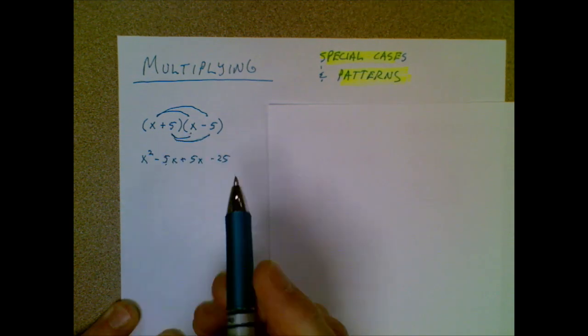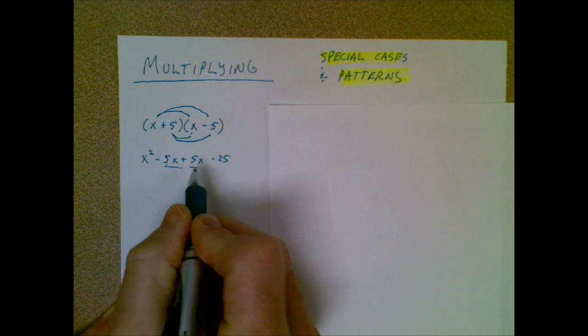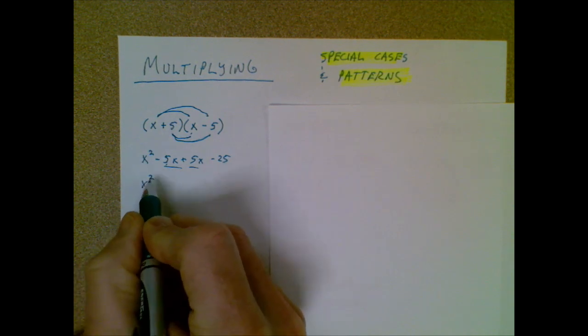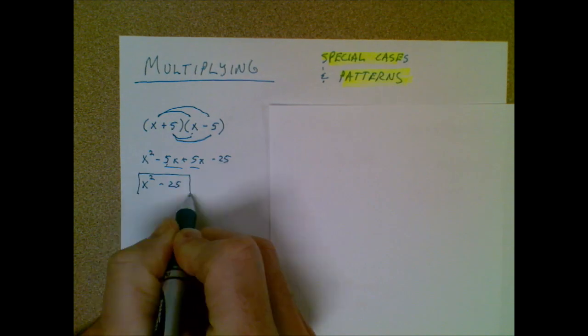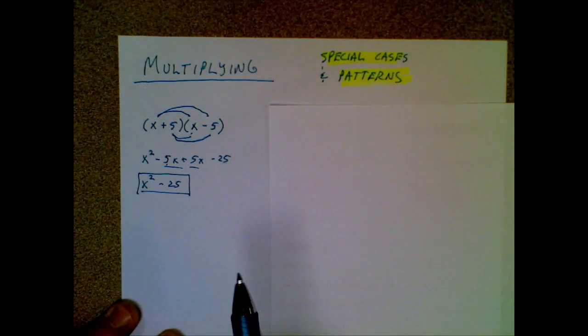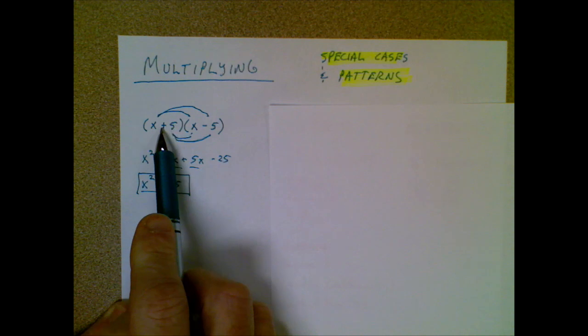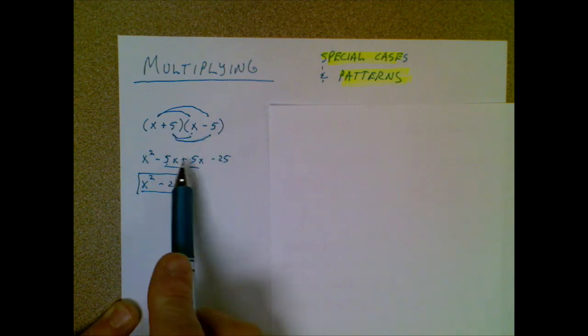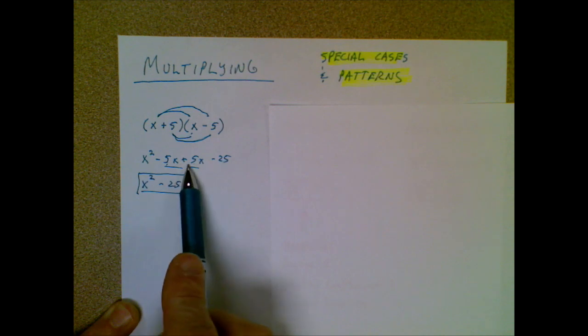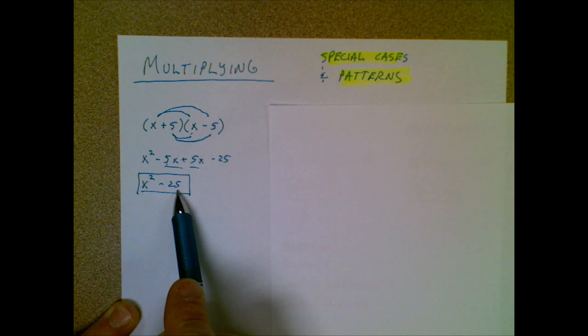positive 5x, and negative 25. When you do that, you'll almost always have some like terms to put together, and here would be our final answer. Well, the pattern that you'll start noticing is when you have plus and minus the same number, these two like terms in the center will add to 0 or combine to 0 and disappear, and this will be your resulting answer.